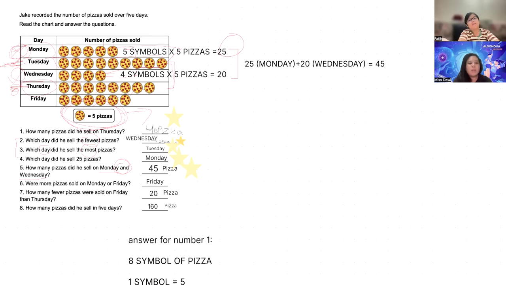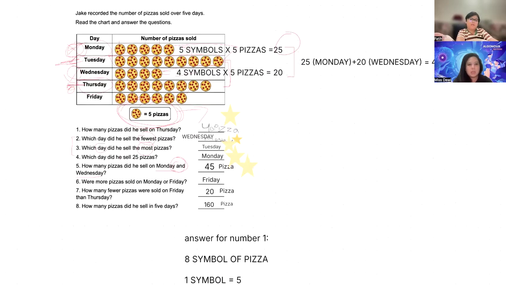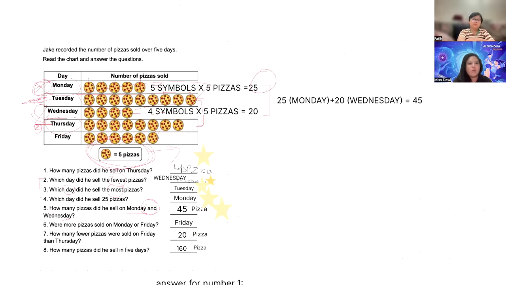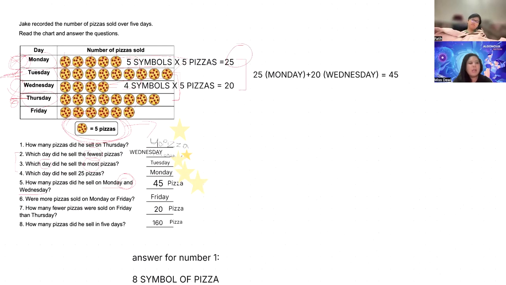Okay, let's go back to number 6. Because Monday has 5 symbols, equal to 25 pizzas. But we don't know yet Friday's pizzas. So let's count. We have 6. And then now we do multiplication again, which is 6 symbols. Again, you need to multiply by 5 pizzas. How many, Fatih? Remember, it's multiplication by 5.